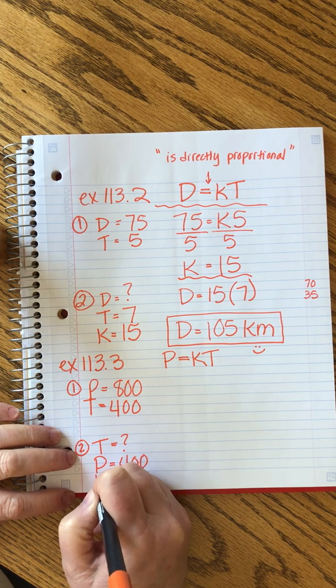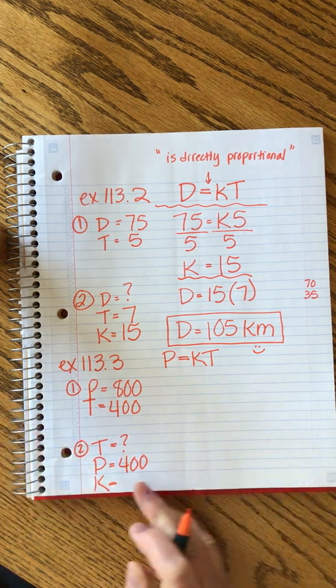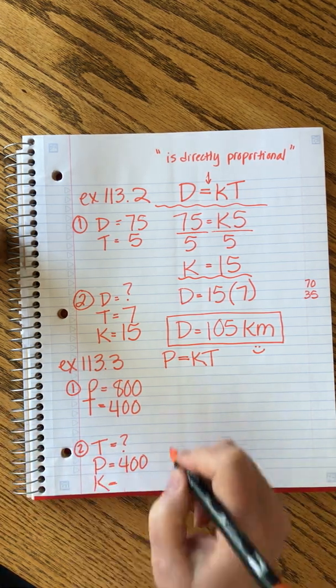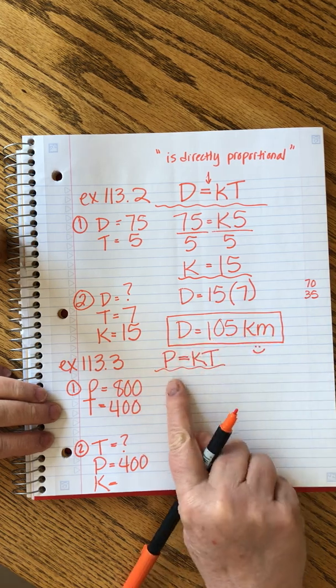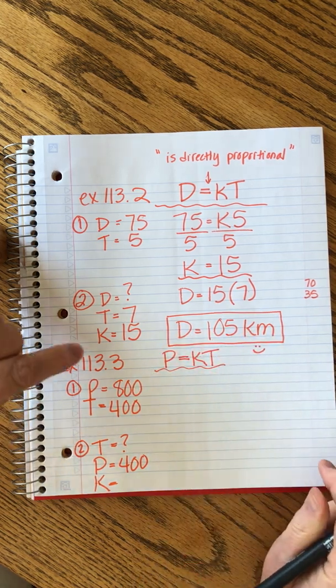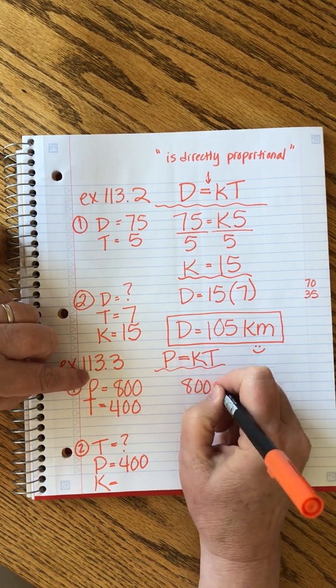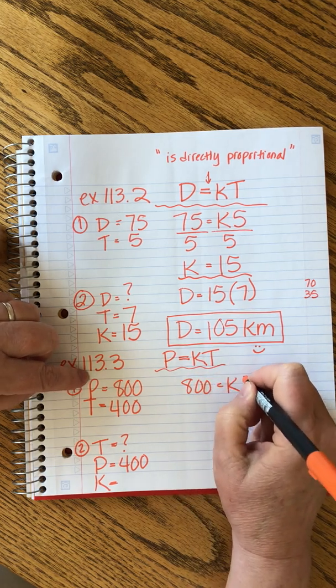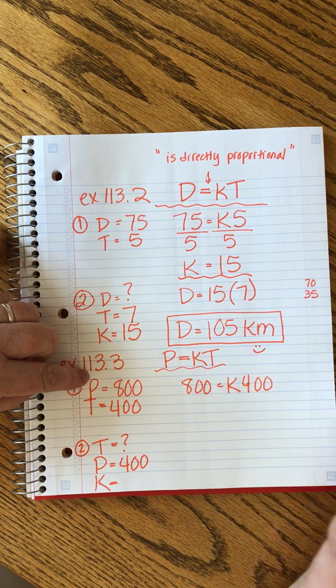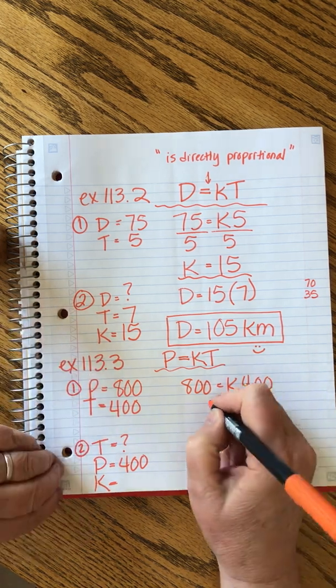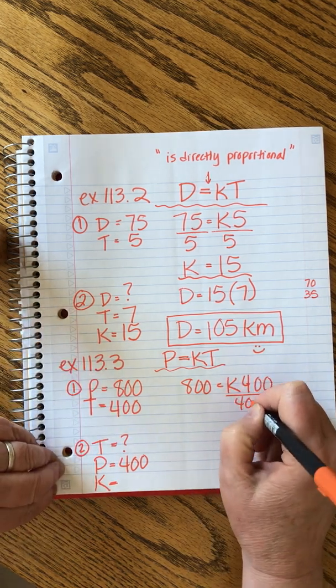And then I'll put room for K. I'm going to figure that out up here, and I'll put room for it down there. Now I can use this. I'm going to scooch my column over just a little, but I'm going to follow this flow. 800 equals K times 400. Beautiful. John's making these numbers so cute for us, isn't he?